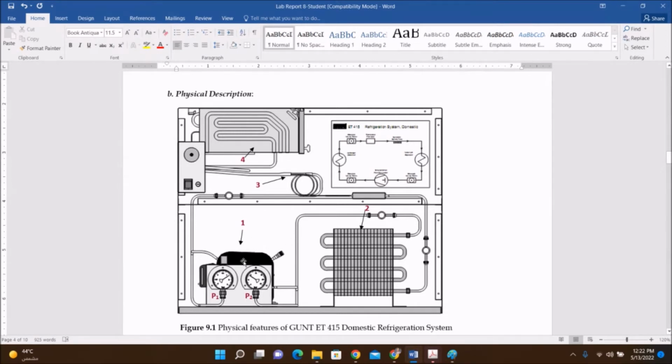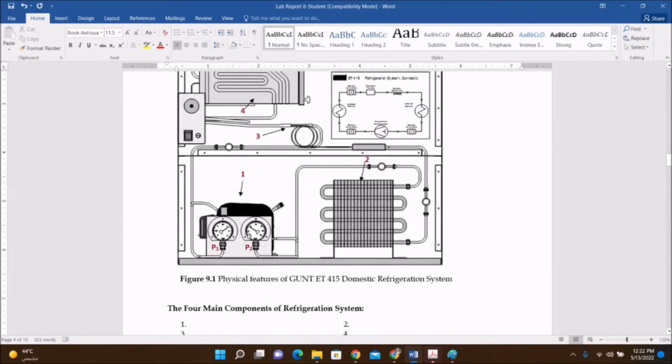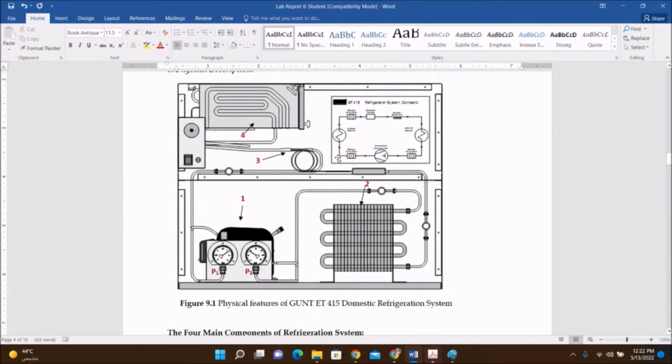Then there is a compressor, which has an inlet and an outlet. There is a pressure gauge, so we can measure the pressure at the inlet and outlet. And the small part, number 3, is an expansion device, a throttling valve. What is meant by a throttling valve? I will explain in the working.